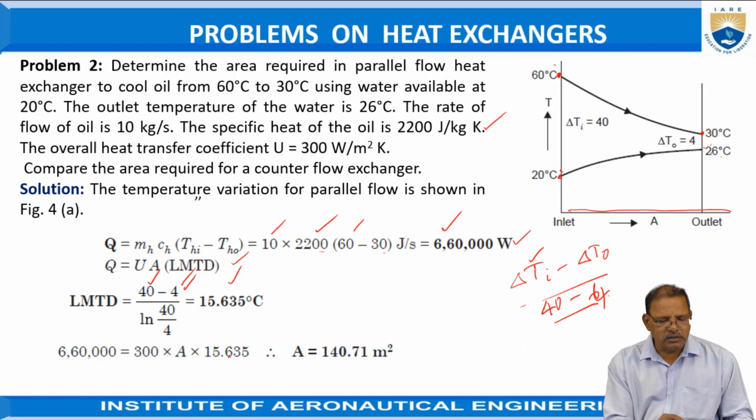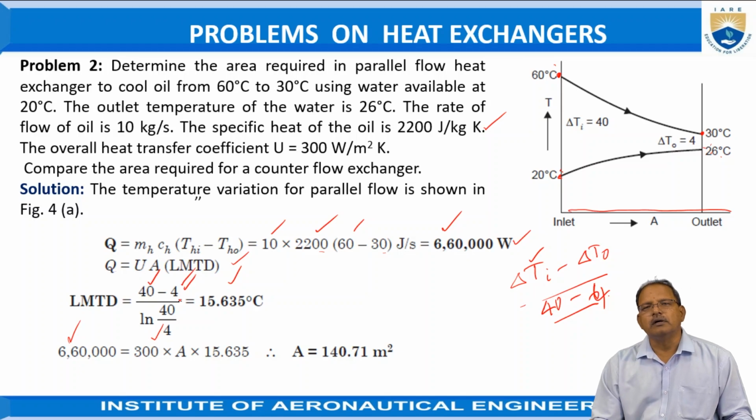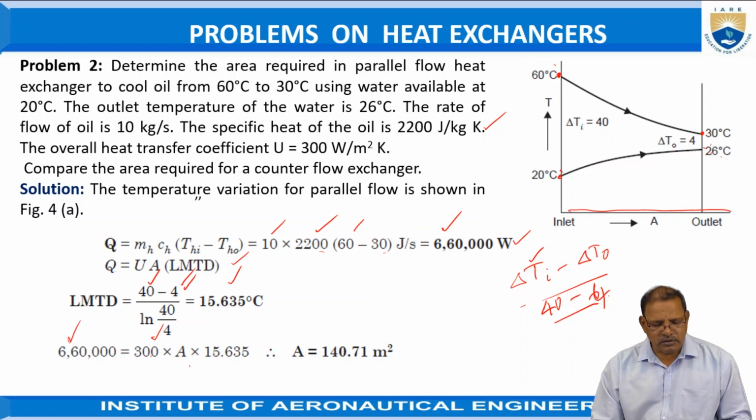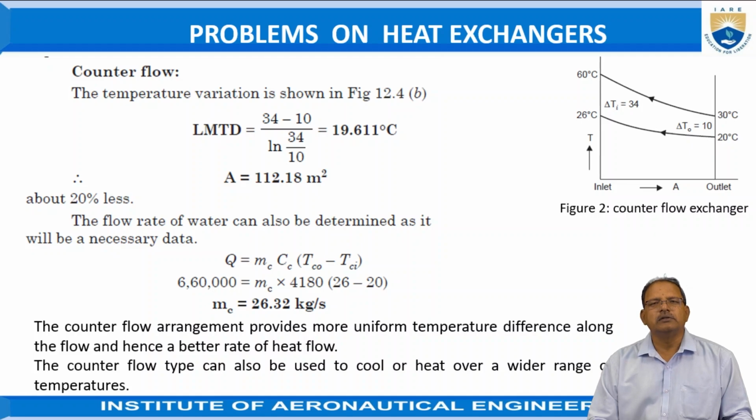By substituting these values in the equation Q is equal to UA into LMTD, we have Q equal to 6,60,000 watts, and the overall heat transfer coefficient is given as 300 watts per meter square per degree Kelvin. Multiplying by 15.635, the temperature difference, we get the required surface area as 140.71 meter square.